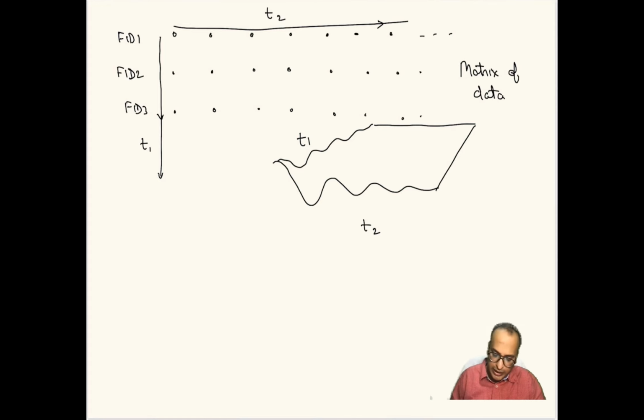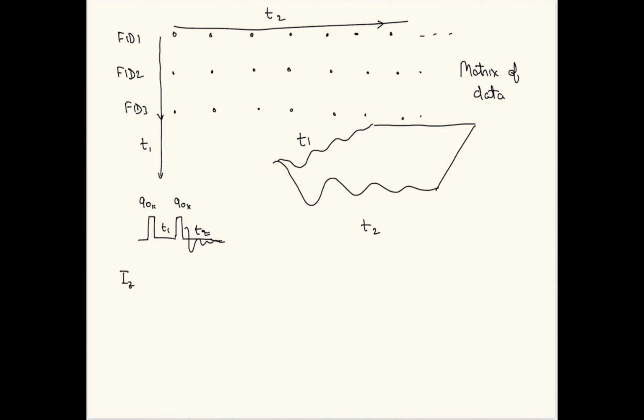Let's take the same experiment, but without the phase cycling steps. Let's just simply take 90x, t1, 90x, t2. t2 is the acquisition time, the acquisition period. So let's look at the density operator, what is happening during this pulse program. You have Iz, and the 90x takes it to minus Iy, right?